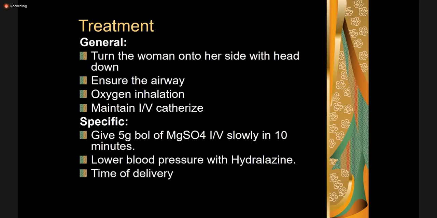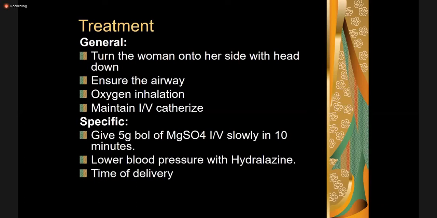The specific treatment of convulsions is a 4 gram bolus of magnesium sulfate, IV slowly in 10 minutes. The total loading dose is 14 grams. So initially you will give a 4 gram bolus of magnesium sulfate IV in 10 minutes, followed by 5 grams in each buttock, and then the maintenance dose. The blood pressure is lowered with hydralazine or labetalol, and then once the patient is out of emergency or stable, you can think of the timing of the delivery, as well as the mode of the delivery.